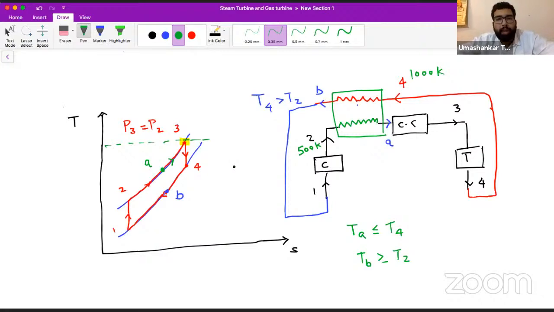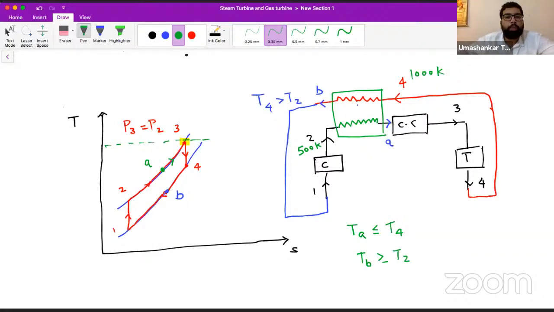Okay, so now we are having this regenerator. Now let's see what will happen. Pawan, you are asking whether T mean will increase or not, that we are going to see. But you have to correct your question also. What will happen to the mean temperature of heat addition, and what will happen to the mean temperature of heat rejection?